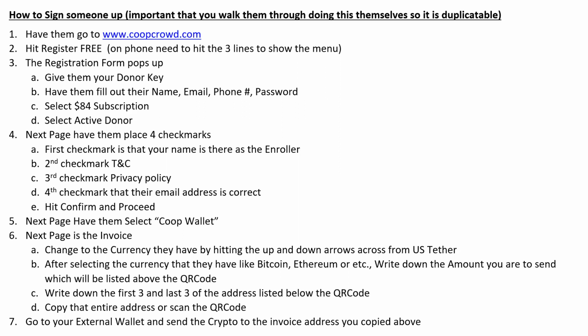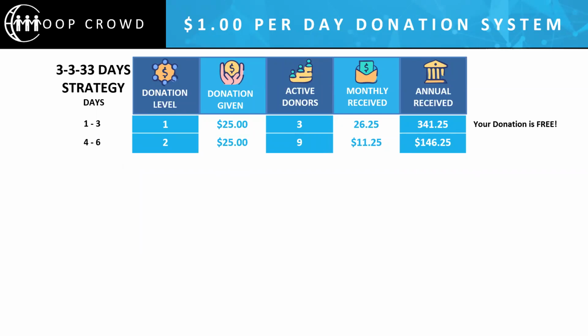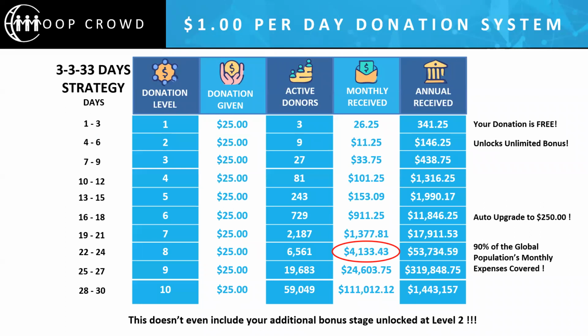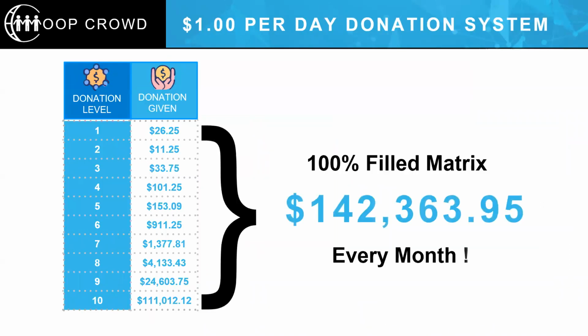We're super, super excited that you have a new partner. Remember, your strategy is that you want to enroll 3 active donors so that your donation is free, and then simply help those 3 do the exact same thing and enroll 3. And that unlocks all the unlimited bonuses for you. And then it's going to keep going on and on and on. Of course, our goal is to help you to fill your entire matrix.